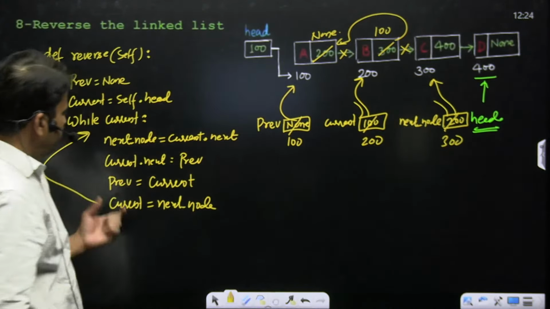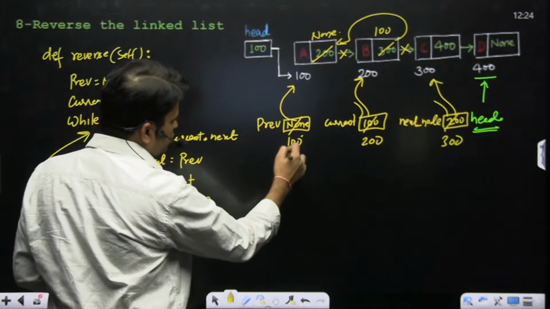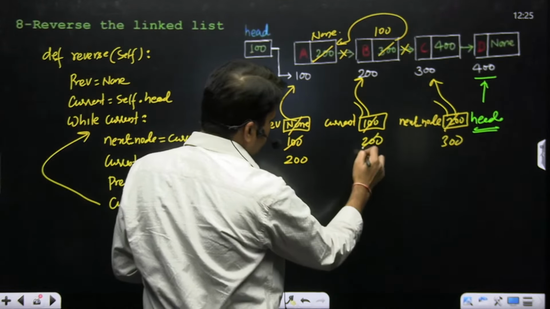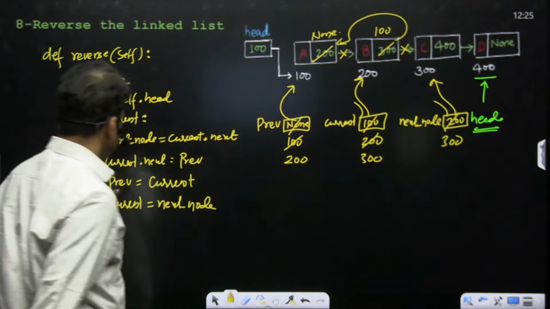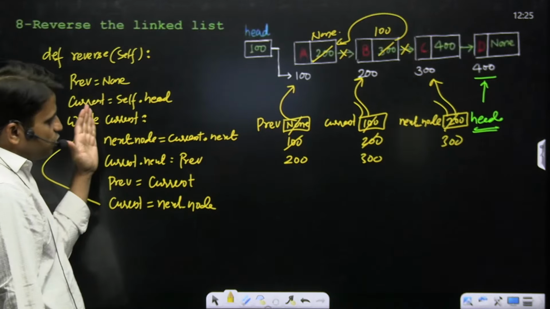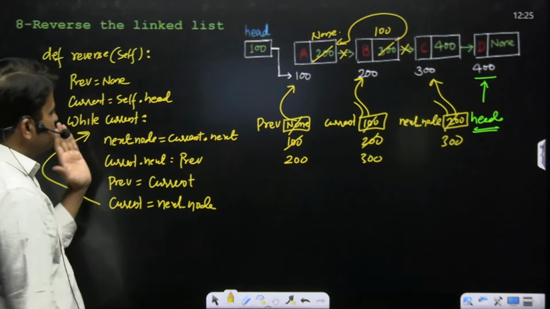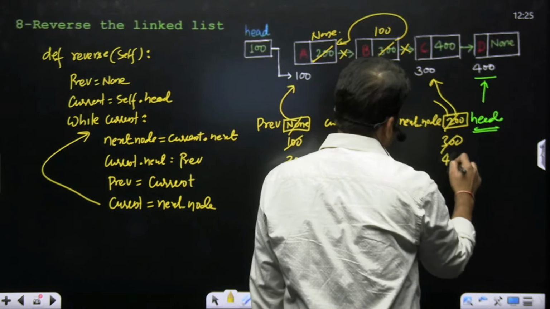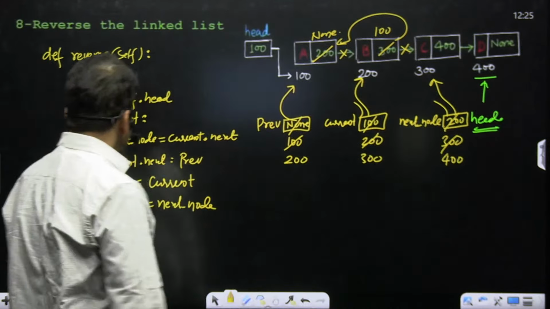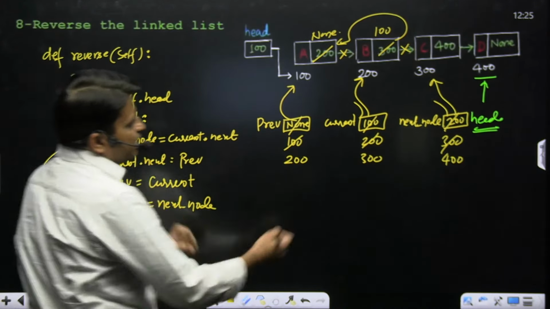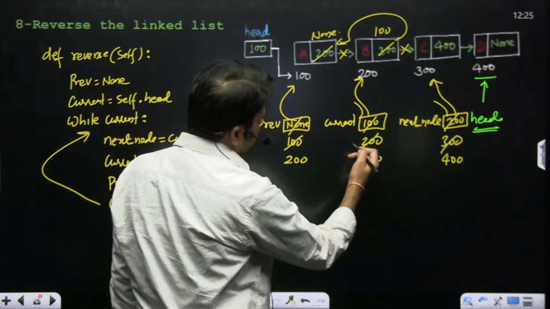Okay. And previous equals to current. Sir, previous equals to current is what, sir? 200. And sir, current equals to next node. Next node is what, sir? Sir, 300. Right, student? Again, go to this while loop and check one more iteration. Current is not none. Yes, sir. Current is 300. This is not none. So next node equals to what, sir? Current dot next. Current dot next is 400. And next node equals to current dot next. And current dot next equals to previous. Current dot next equals to what, sir? Previous. Okay.